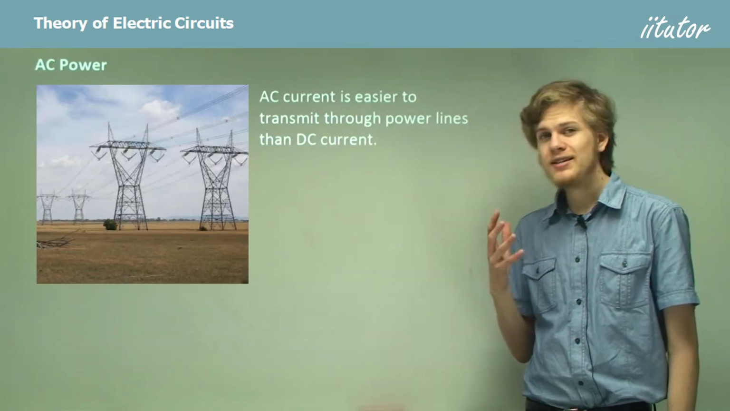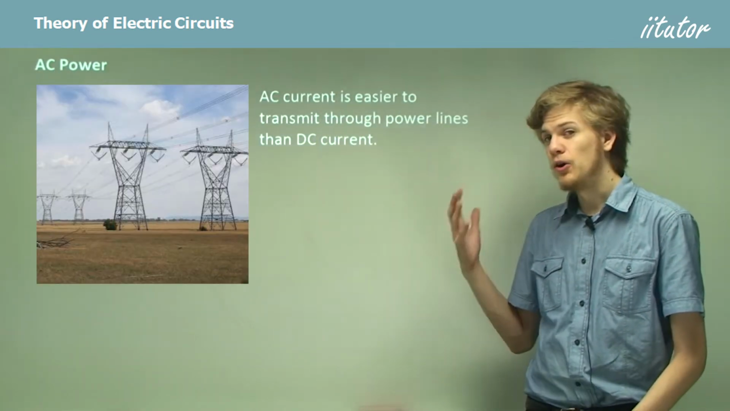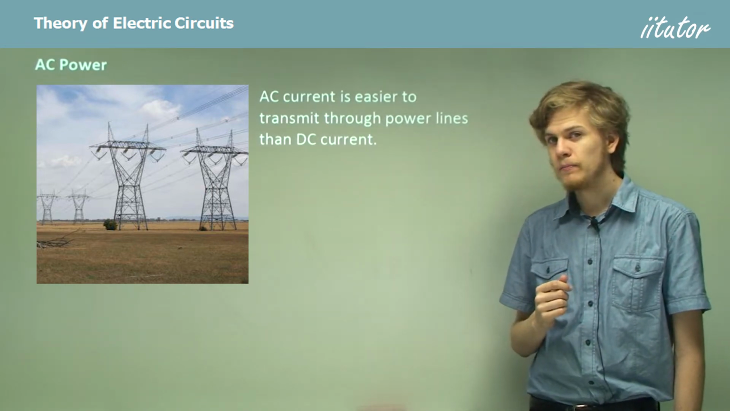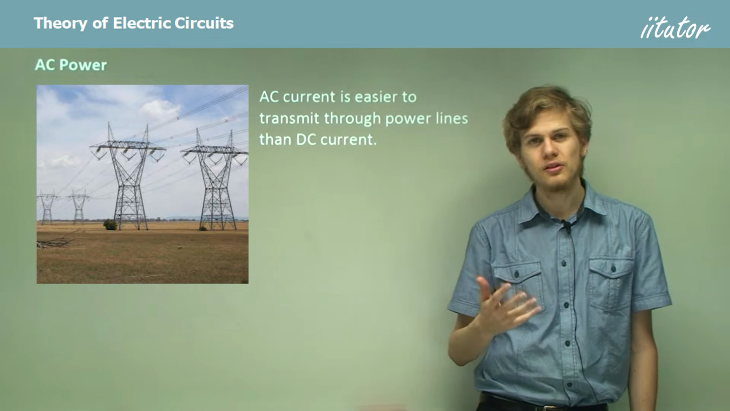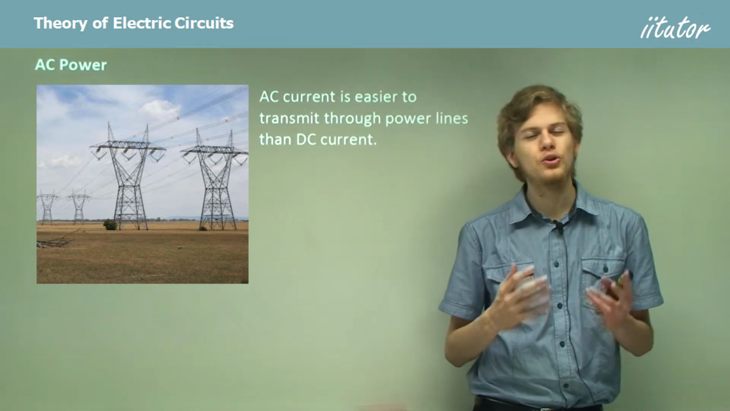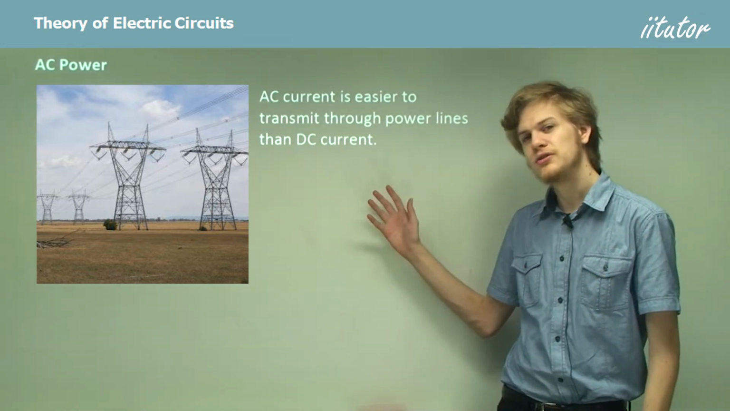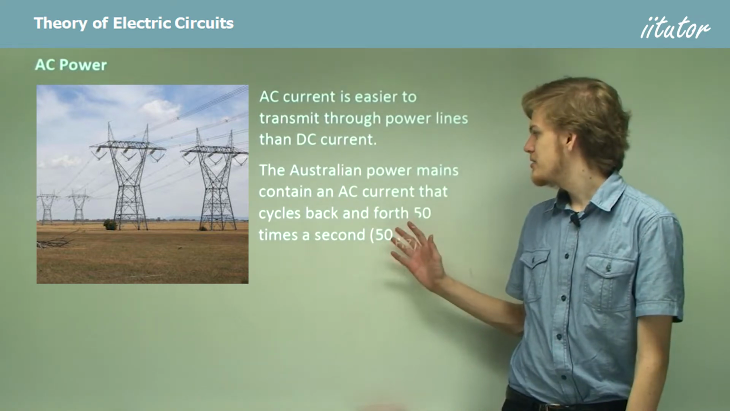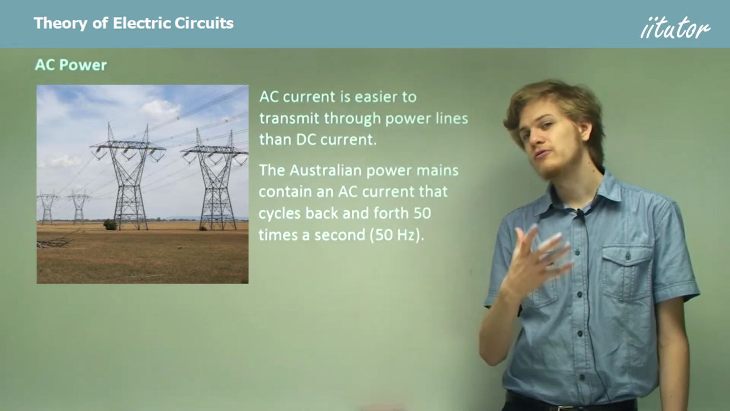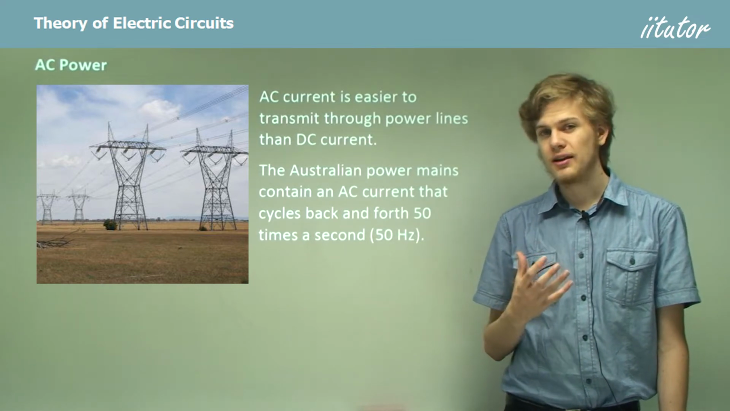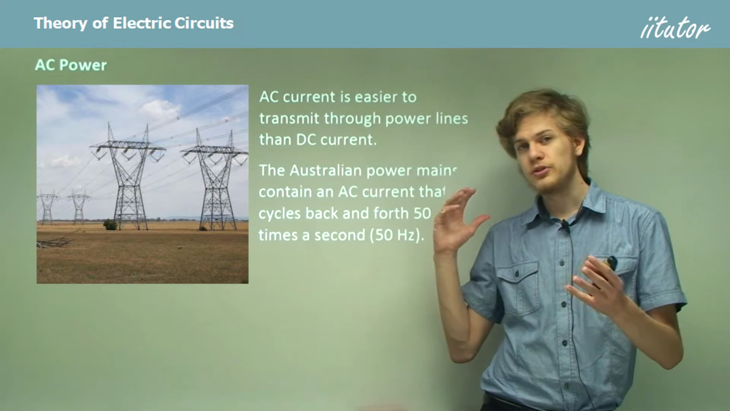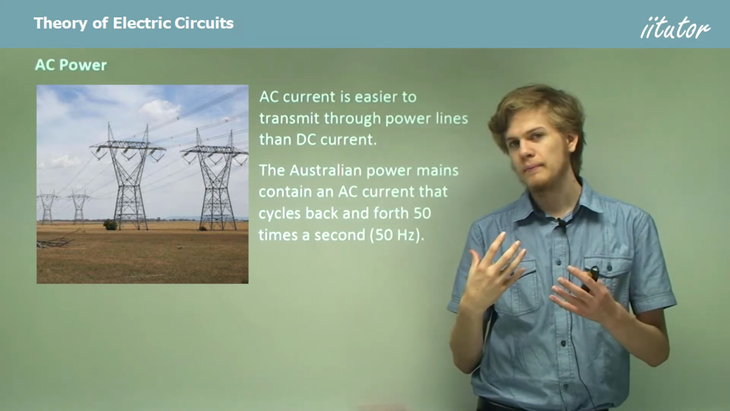Now, we use AC power a lot, especially in our homes, because it's easier to transmit through power lines than DC current. Of course, for small experiments in the lab, you might use DC current because we don't have to transmit this long distances. The Australian power mains contains an AC current that switches back and forth 50 times every second. So 50 times in every second, it pushes the electrons forward and then pulls them back.